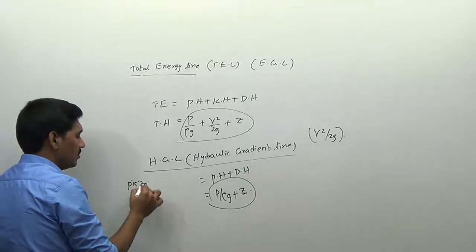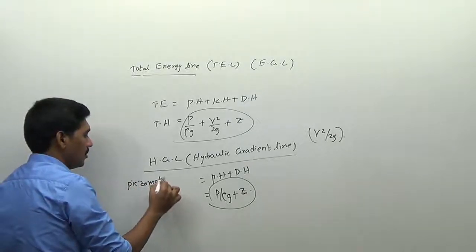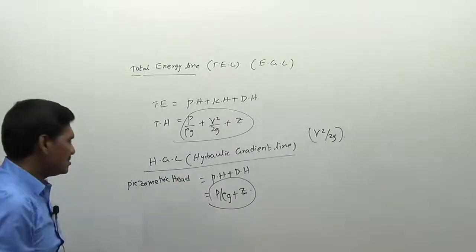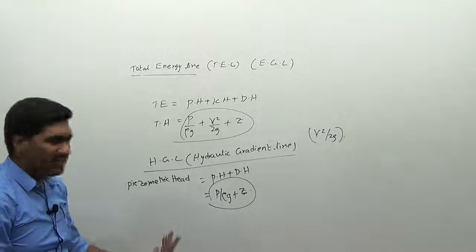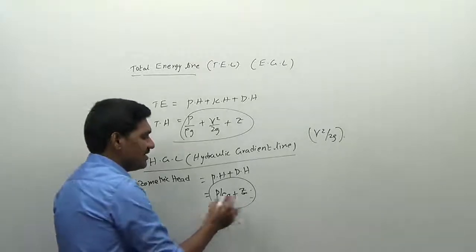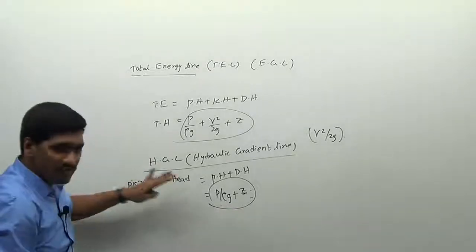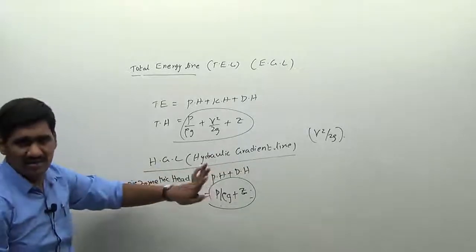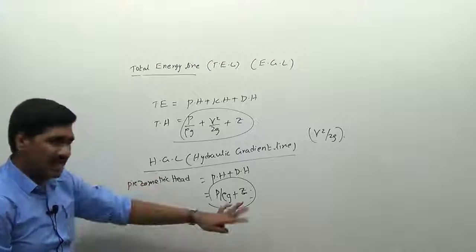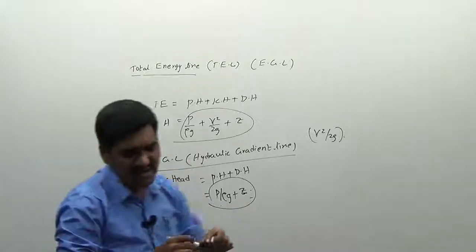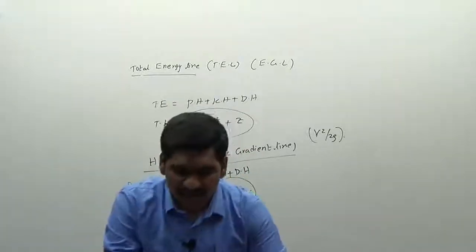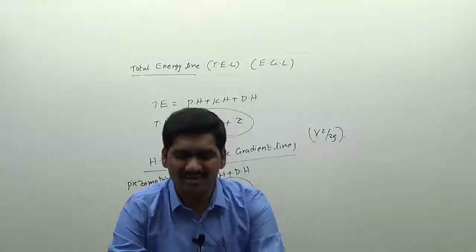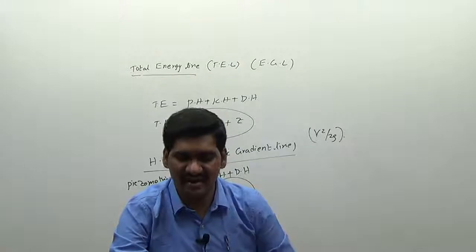Piezometric head is always defined as the sum of the pressure head and the datum head. Okay. So if you determine all the piezometric heads at different sections of the pipeline, and join them, that line is called the hydraulic gradient line here. So if a line is drawn by joining the piezometric levels of the various points, the line so obtained is called the hydraulic gradient line here.